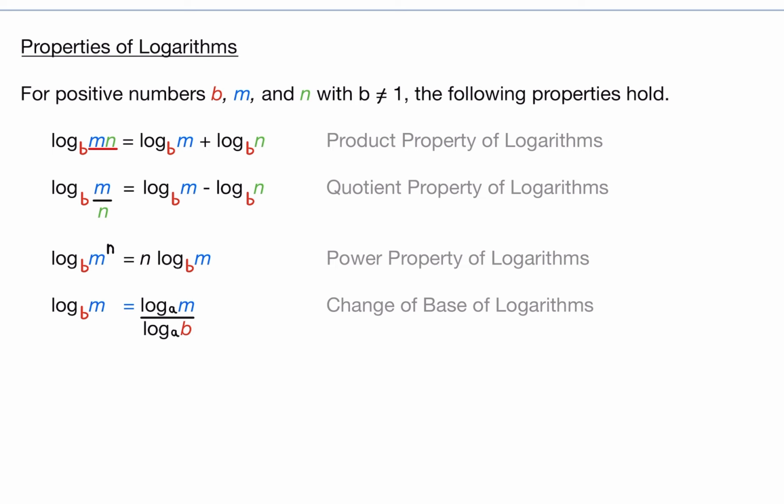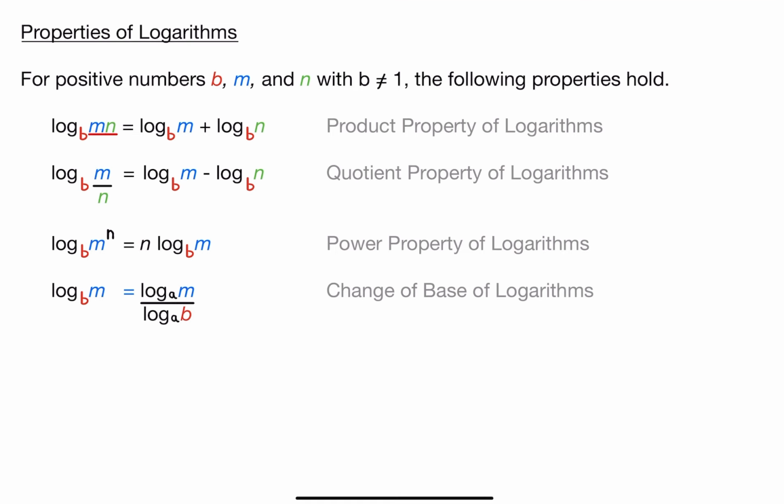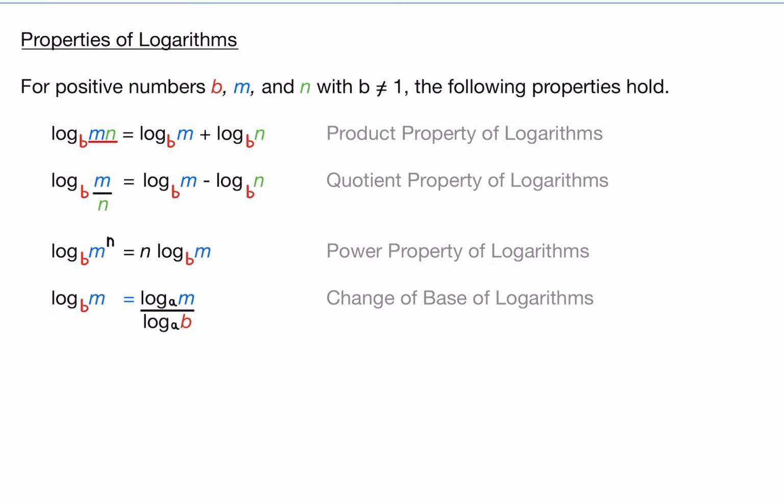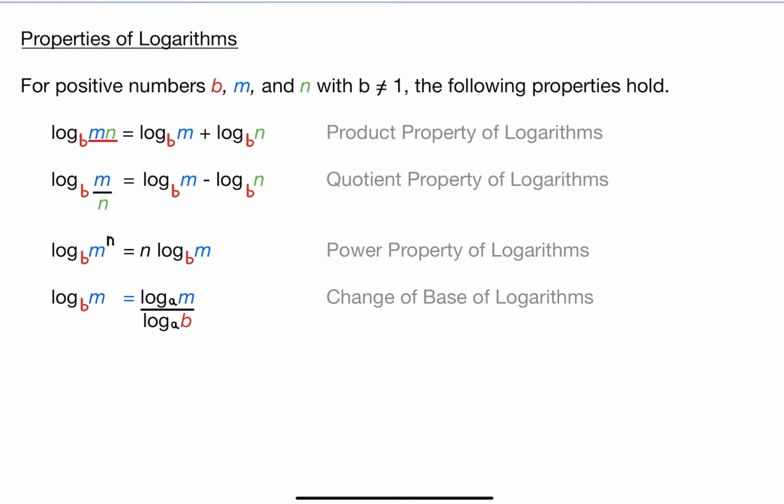And then the last one, this is a useful one. We're not going to go through examples of this, but this is a useful one when you're dealing with logs of different bases. So when you have a log of m with a base b, that is equivalent to log of m base a over log of b base a.